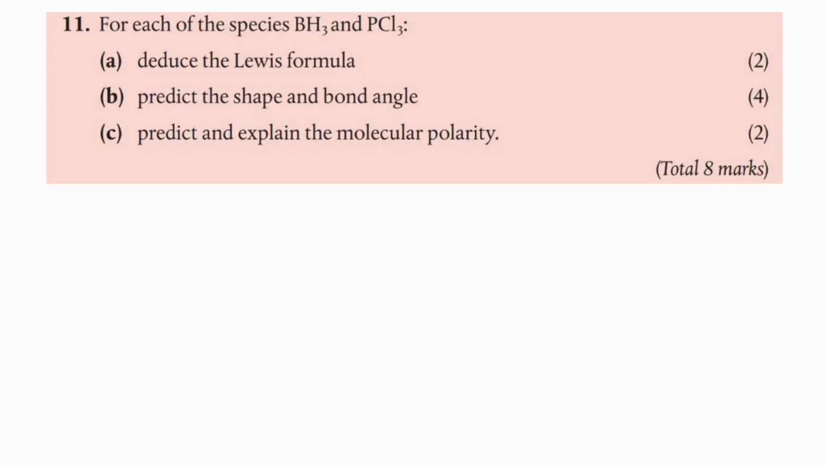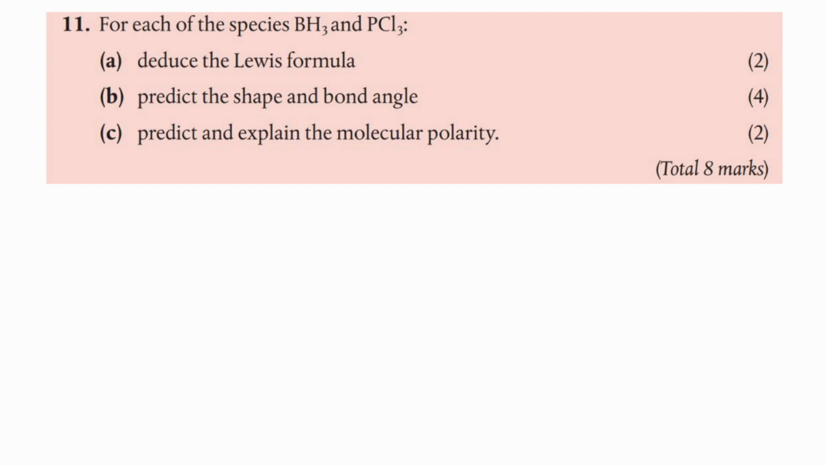Number 11, for each of the species BH3 and PCl3, deduce the Lewis formula, predict the shape and bond angle, and then predict and explain the molecular polarity. So remember boron in BH3, boron only has 3 valence electrons, so it's only going to form 3 bonds, and there's going to be no lone pairs on boron.